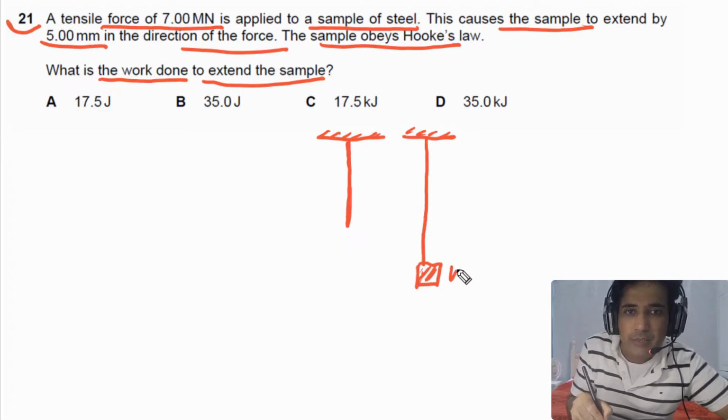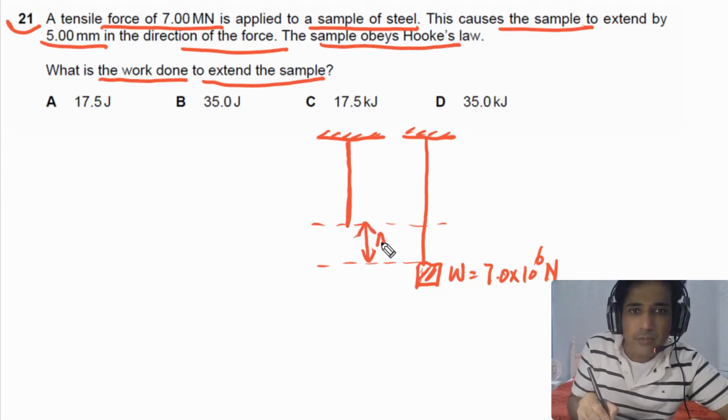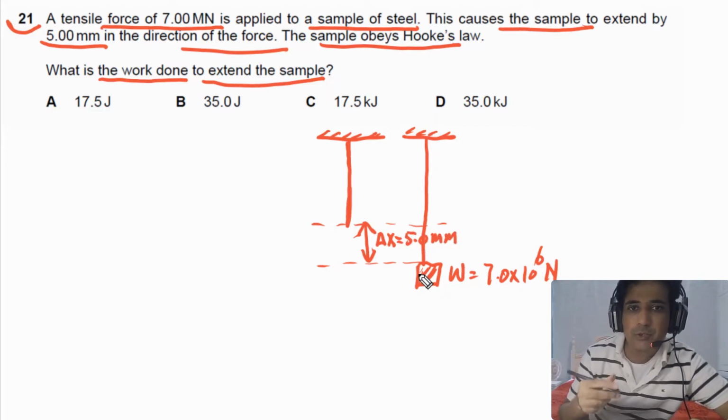So here we have weight, which is equal to force, and this is 7.0 times 10 to 6 newtons. The extension in this rod is given. This one is the extension, and the value of this delta x is given. That is equal to 5.0 mm. So we need to find out the work done.